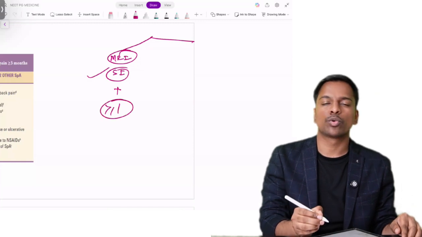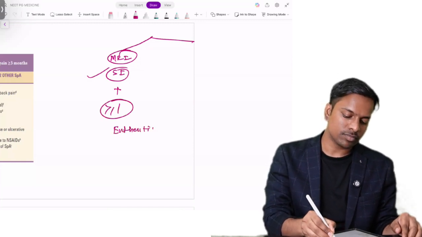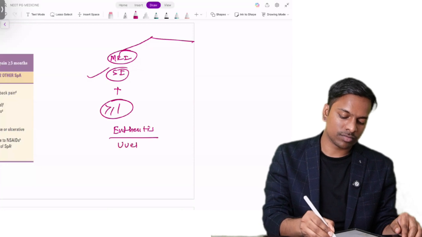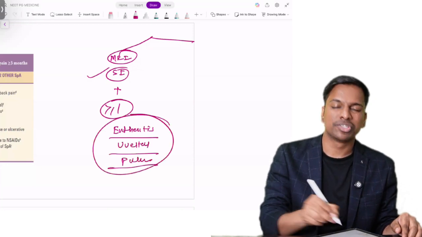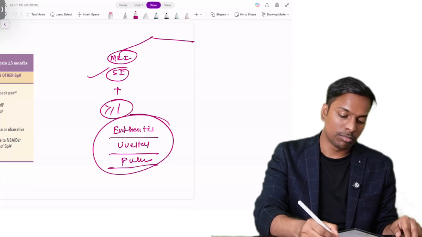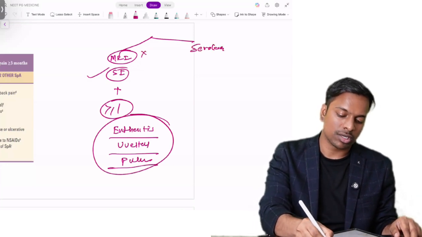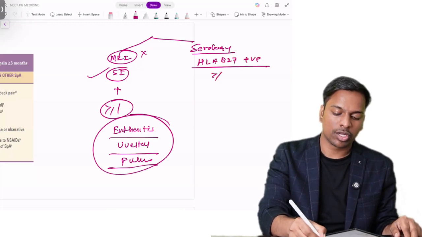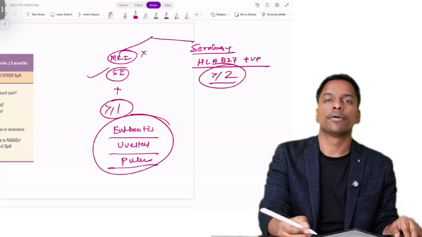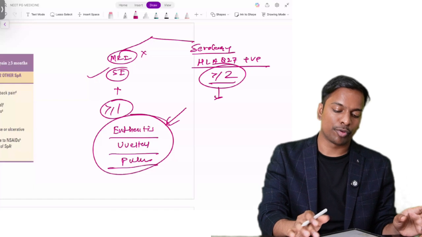Okay, at least one feature. What are those features? Enthesitis or uveitis, or pulmonary involvement. So all these are measured symptoms. But if there is no MRI involvement and only serology is positive, serology meaning your HLA-B27 is positive, then in this case you need at least two symptoms. What are the symptoms? All those symptoms. Let's see. I hope you understood.